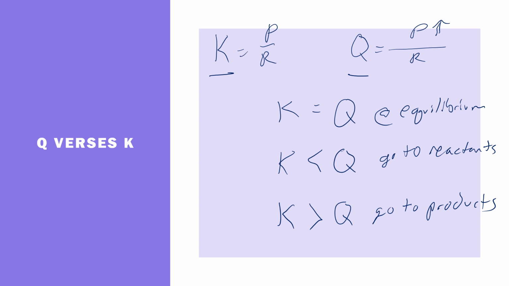So this becomes very important for a lot of different things. Make sure that you remember: if they're equal, it's at equilibrium. If Q is greater, it will shift to the reactants. If Q is smaller, it will go to the products.